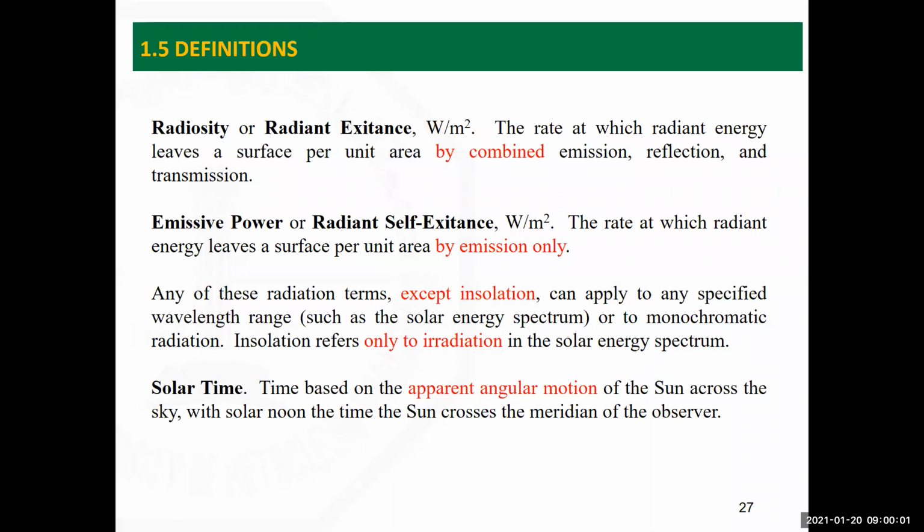Any of these terms can apply to any specific wavelength or range, except for the insolation, which accounts for the solar energy of a certain spectrum. Solar time is the time based on the angular motion of the sun across the sky. And the solar time is not exactly our own time that we see on the watch. There is a relation between them that we are going to see.